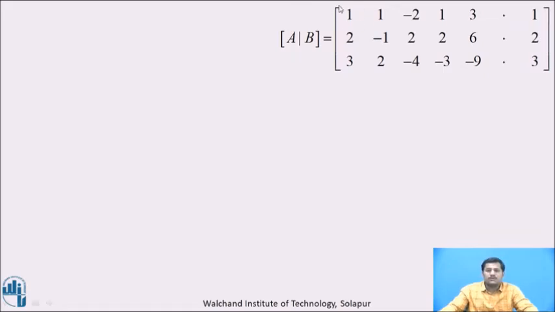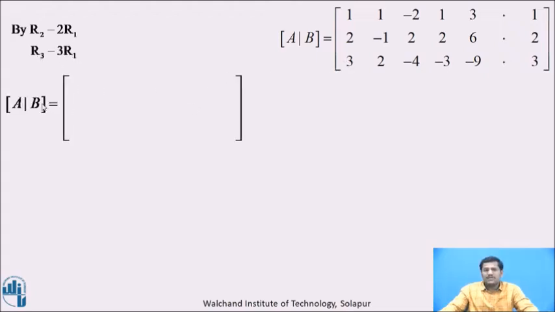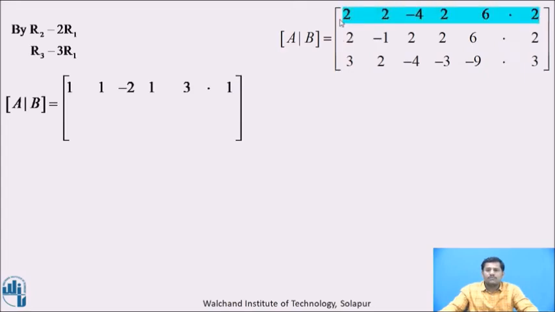First of all, consider the first entry and try to convert these two entries to 0 using this row number 1. To convert this 2 to 0, we'll perform the transformation R2 minus 2R1. And to convert this 3 to 0, we perform the transformation R3 minus 3R1. In this augmented matrix, taking the first row as it is, now performing R2 minus 2R1 for row number 2. So when we multiply row number 1 by 2, we'll get all these entries.